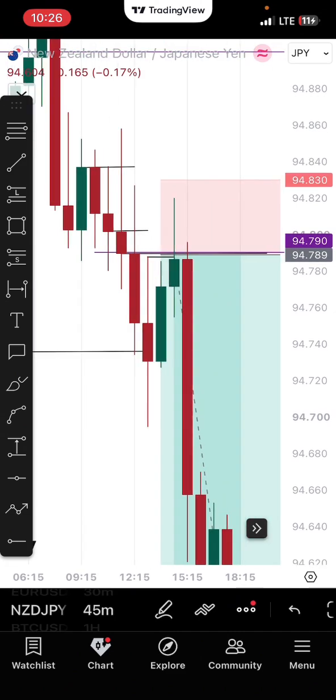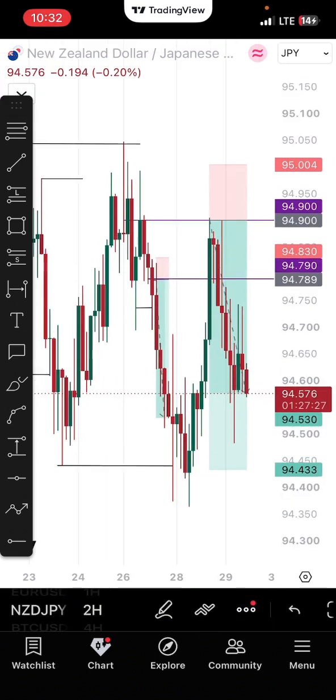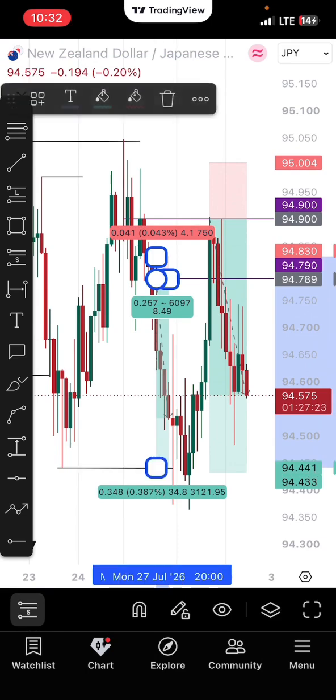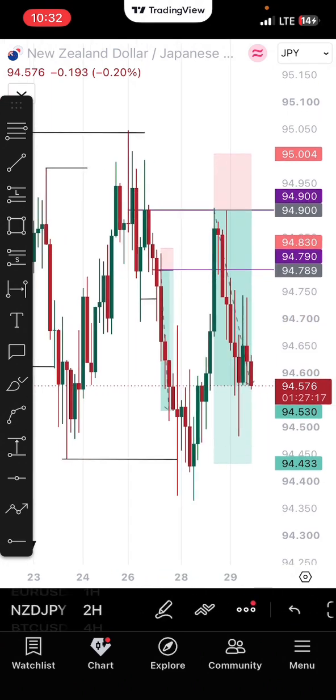So I use that as an inducement for that. So that's that for NZJPY. This is the 6RR trade. If I had held to the external liquidity, it should have given like an 8RR, but then 6RR is a realistic or a reasonable RR too.